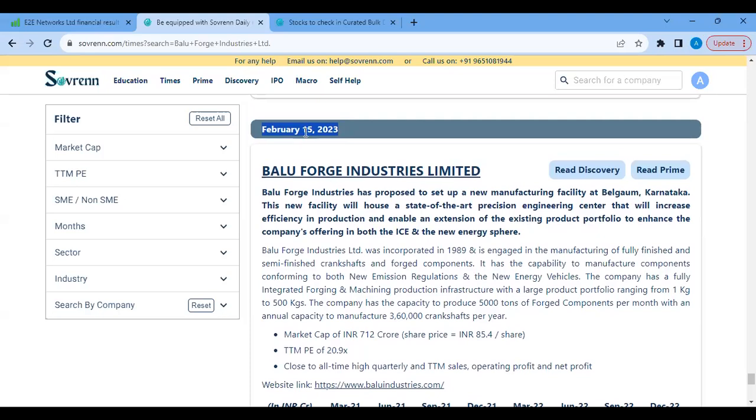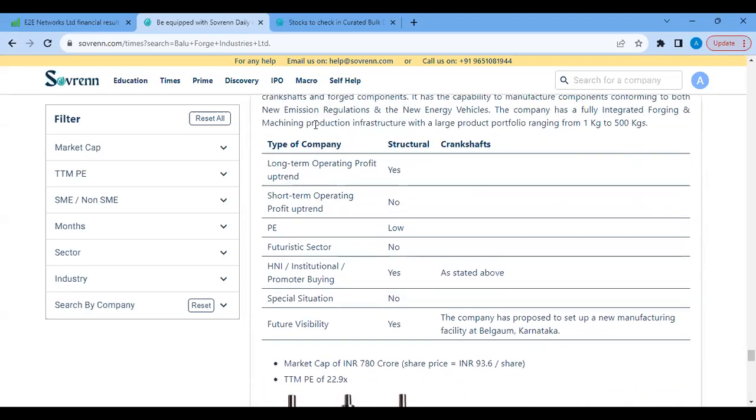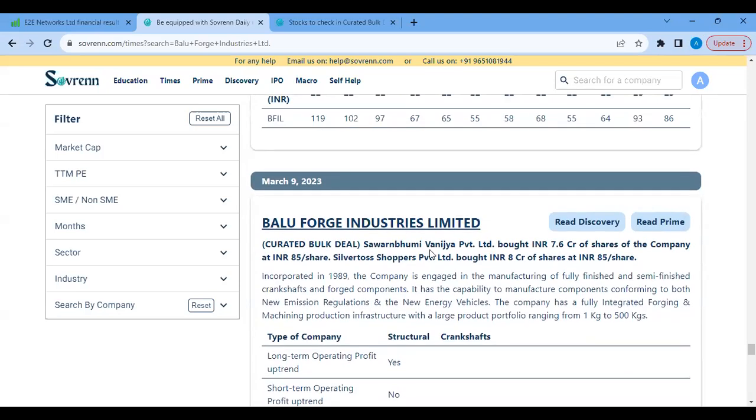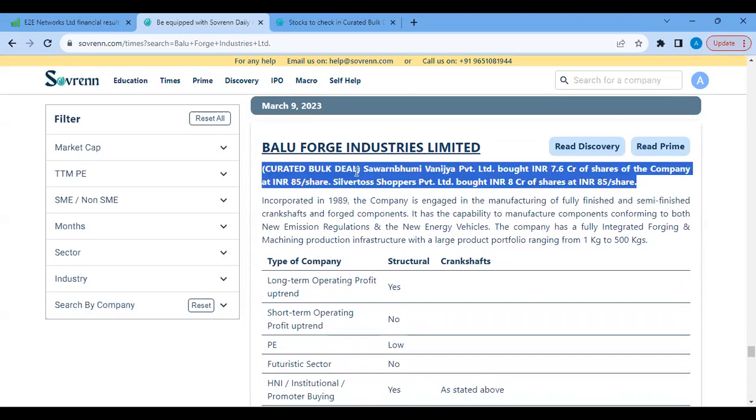Okay, so Balu Forge was about to set up a new manufacturing facility in February. Then we saw someone buying Balu Forge. Why was this person buying Balu Forge on March 9th?